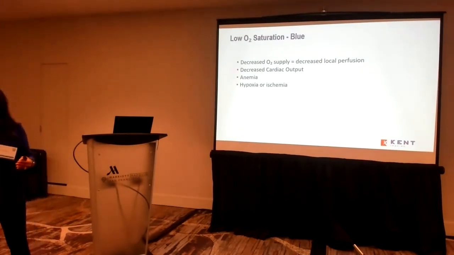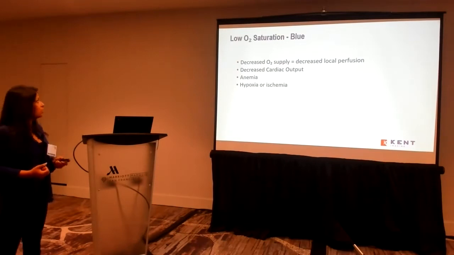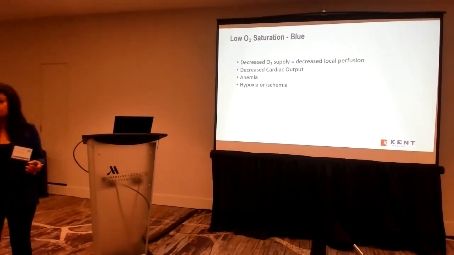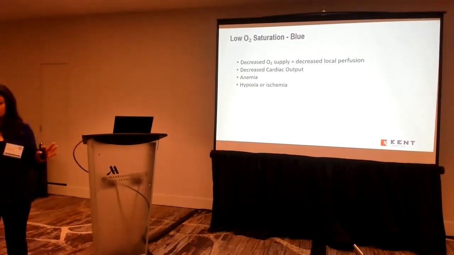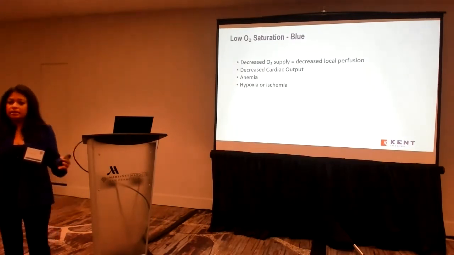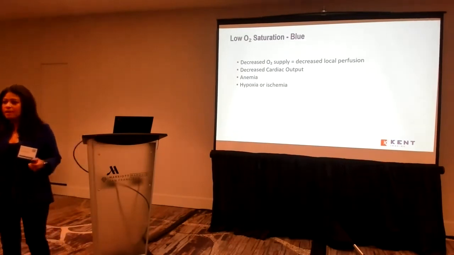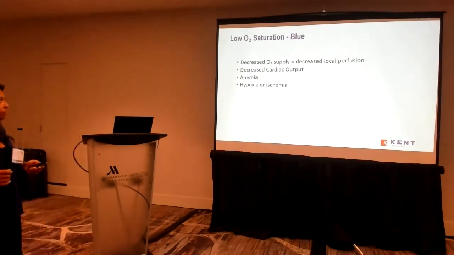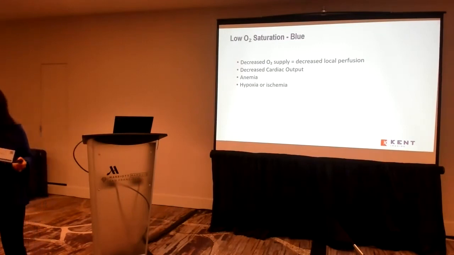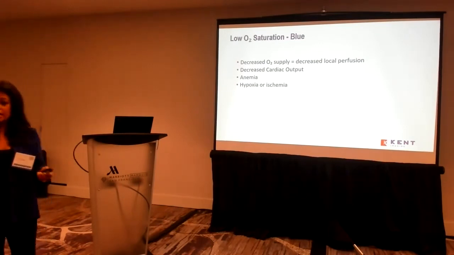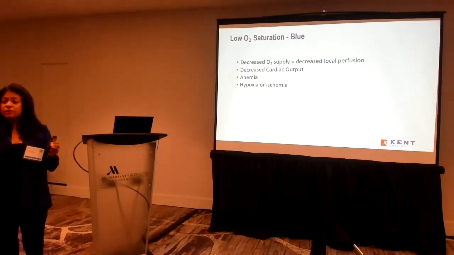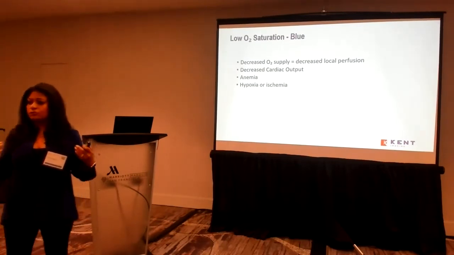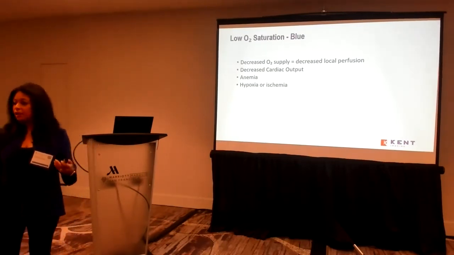So just to give you a little bit of background on the colors that you're going to see. Low oxygenation saturation will fluoresce blue. What does that mean? That means that there's decreased oxygen supply, so decreased local perfusion. That does not always necessarily mean that there is some sort of massive blockage in a macrovascular artery, but it could mean that you have decreased cardiac output. It could be anemia. It could be a variety of tissue or skin dermatological disorders. So you do need to think very critically as to what your differential diagnosis is when you're evaluating these pictures.